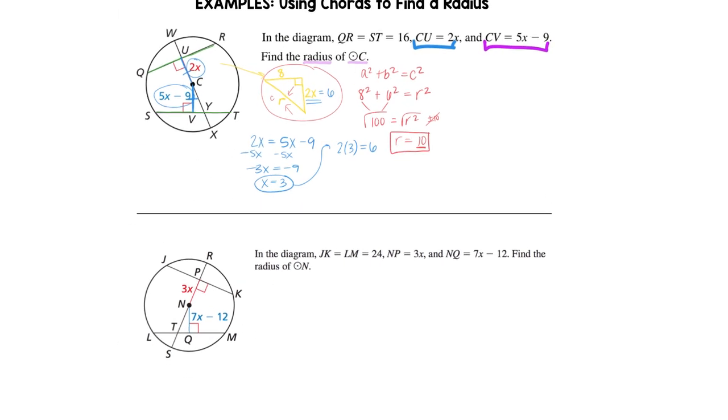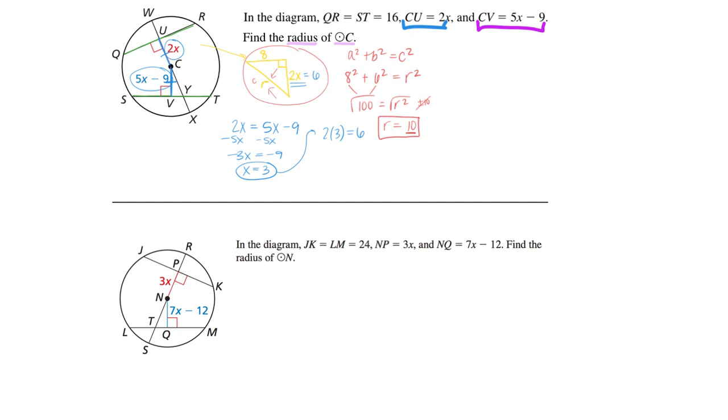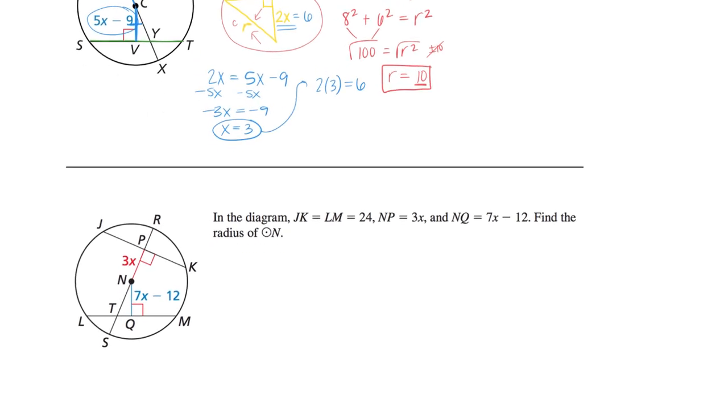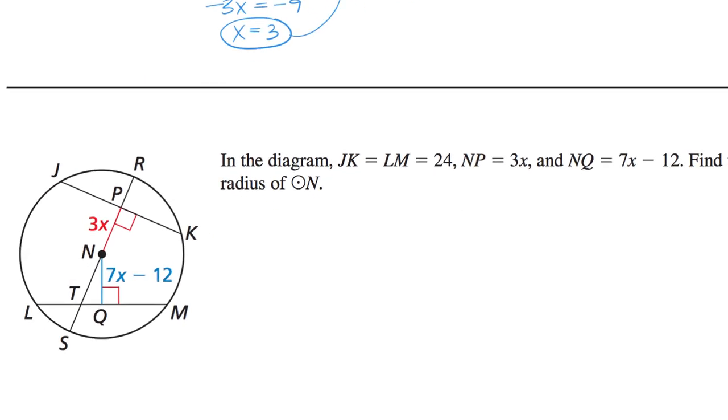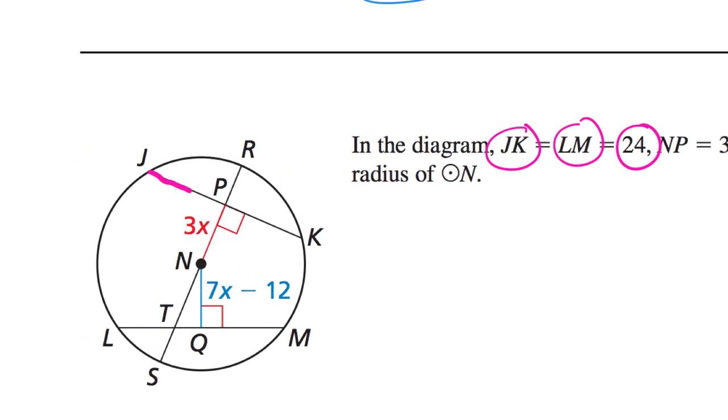Okay, looking at another example, this one's very similar. So again, if you're watching from home, I would probably just pause the video and try this one on your own. But I'm going to continue on with this example here. So in the picture, they tell us that JK is equal to LM, which is equal to 24. So that's this chord, right? Here's the chord JK, here's the chord LM. Those chords are both equal to 24.